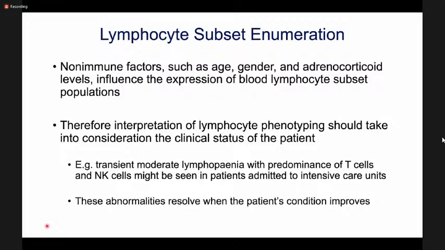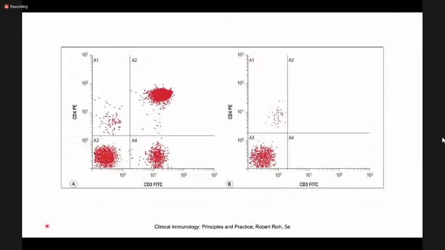So severe illness, for example, it's been shown that patients who are in ICU will tend to have a transient lymphopenia. So all those things need to be taken into account when you're interpreting these results. Ideally, do your interpretation either with the clinical pathologist or the immunologist. So this is just an example to show you how we can do a quick interpretation.